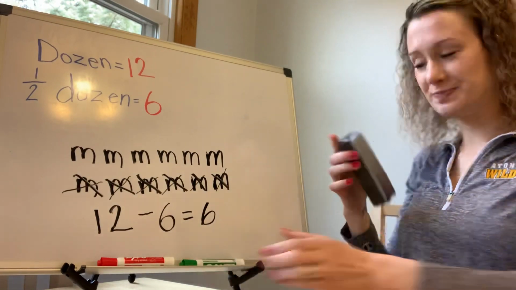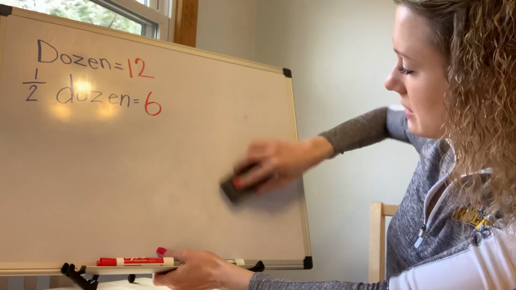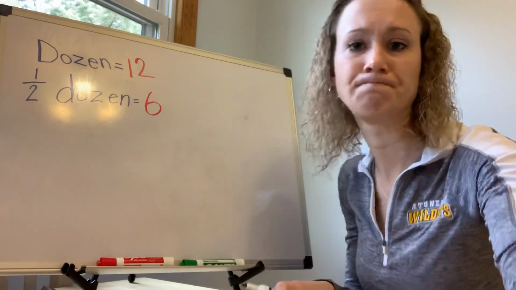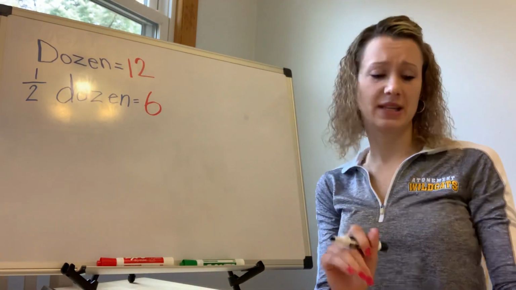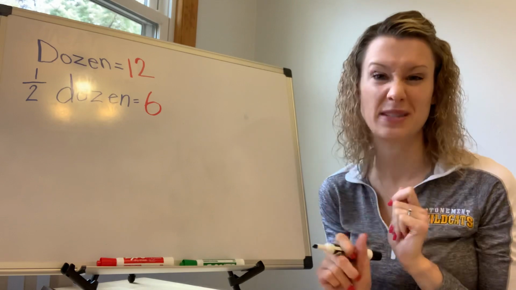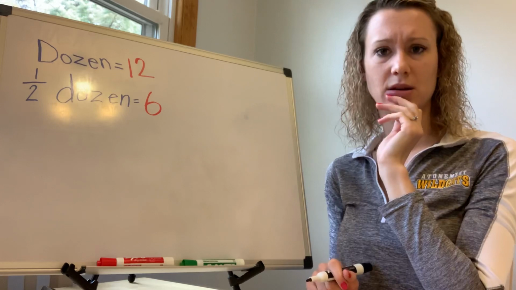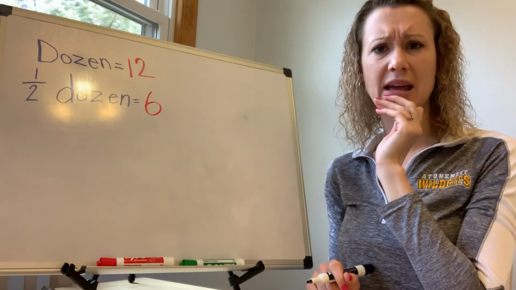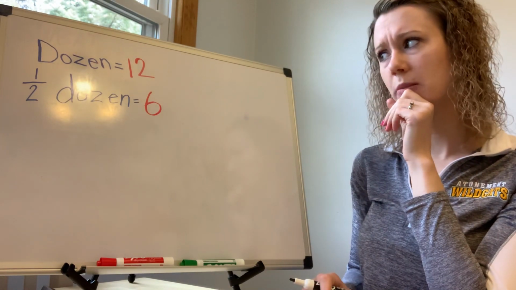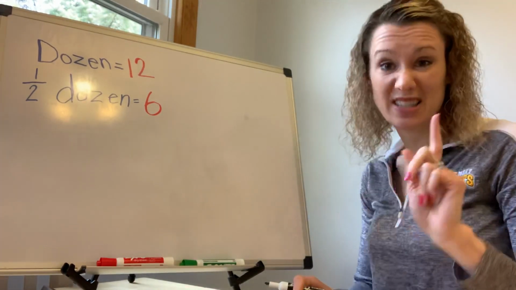All right, let's try one more. I'm going to erase this. All right, let's say I sent Mr. Birch to the store and I told him I wanted him to get me a half dozen eggs because I wanted to dye them and turn them different colors for Easter. So if I sent Mr. Birch to the store to grab a half dozen eggs, how many eggs did he bring me? A half dozen. A half dozen means 6.